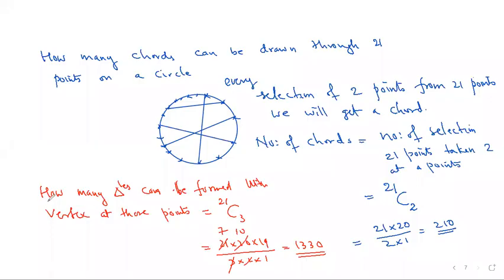So what was this question? How many triangles can be formed with vertices at these points? Out of the 21, you are selecting 3 at a time. If you select any 3 vertices, you get a triangle. So 21C3 triangles can be formed. Okay, let's do one more question.